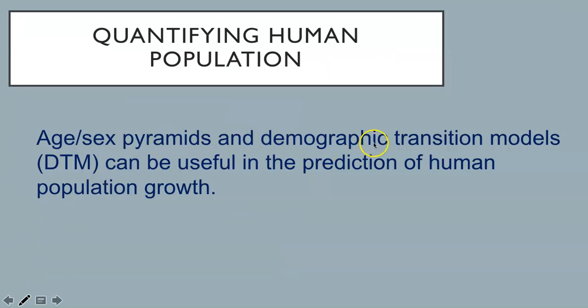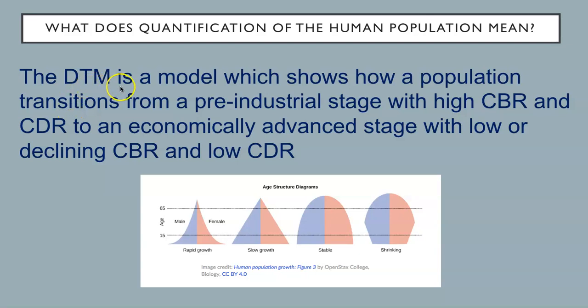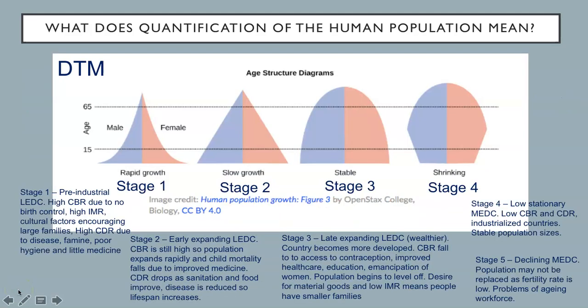Age-sex pyramids and demographic transition models can be useful in the prediction of human population growth. We are going to be discussing demographic transition models in the next few slides. The demographic transition model is a model which shows how a population transitions from a pre-industrial stage with high crude birth rates and crude death rates to an economically advanced stage with low or declining crude birth rates and low crude death rates. Here is the demographic transition model, which we will discuss in more detail in the next slide.